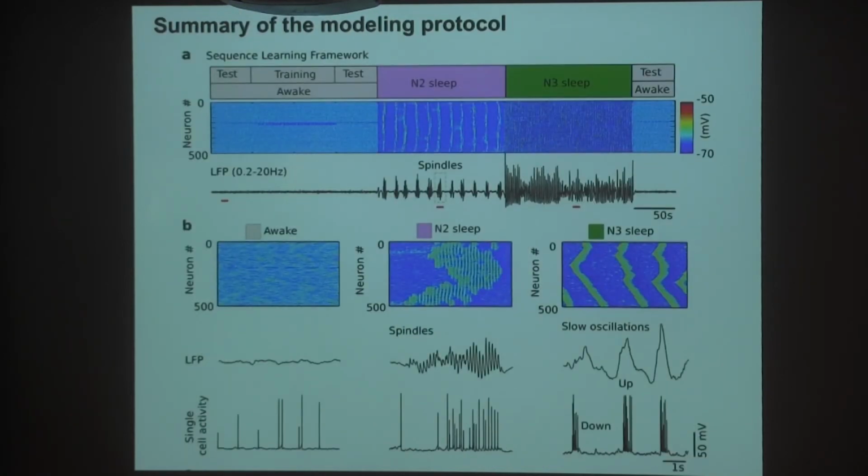Now, this is the protocol we use in the model. So it's a wake state. We train that sequence. We can put the model into different stages. It could be just stage 2 sleep or stage 3 sleep or a mixture of those. And we can wake it up and test it again. So this is an example of a spindle during stage 2 and slow wave during stage 3. So essentially, it summarizes our protocol.